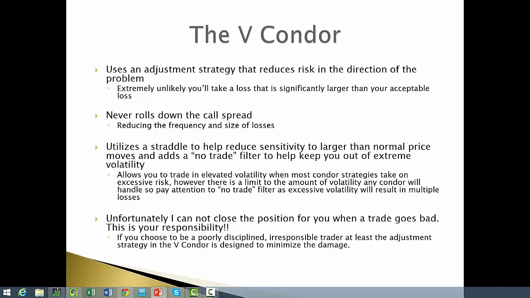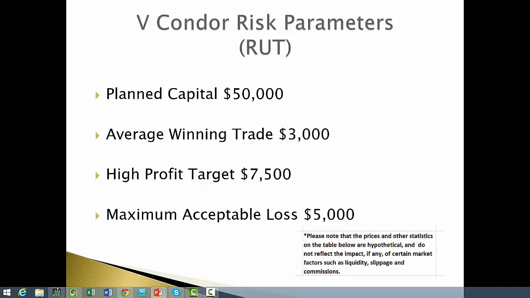All right, so let's go and talk about the risk parameters of the V Condor. There's two ways to trade this. You can trade it all in the Russell, or you can trade it in the Russell and partially in the IWM. If we're trading it just in the Russell, we have a very big planned capital number. It's $50,000. And if that is too much for you, what we can do is go to the Russell and the IWM. I'm going to go over both of those strategies. But assuming we're doing it just in the Russell, we're going to have a planned capital of $50,000.